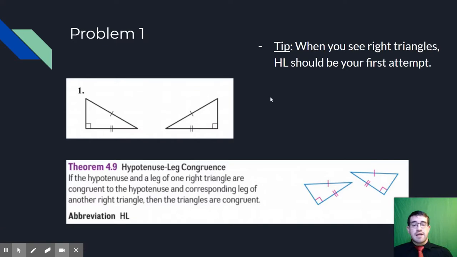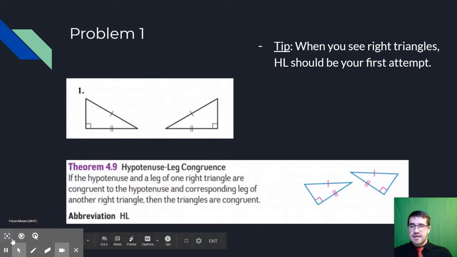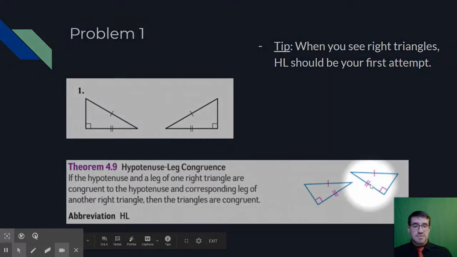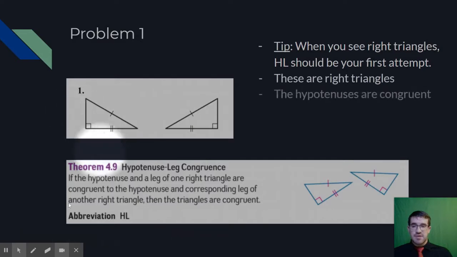So a tip, if you see right triangles, you should always try to go for HL first. It's not always going to work, but it's a good first step into solving the problem. So if you look, these two triangles are set up almost exactly like the examples down here. They even have the same tick marks, they're just a little bit angled.